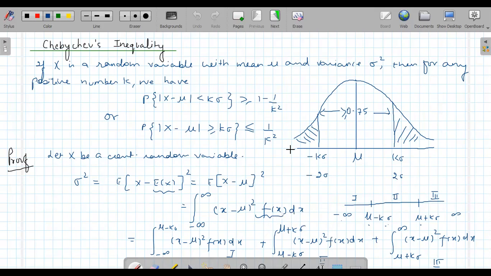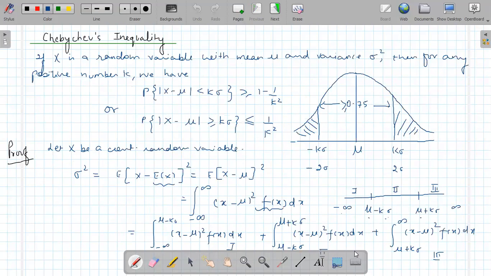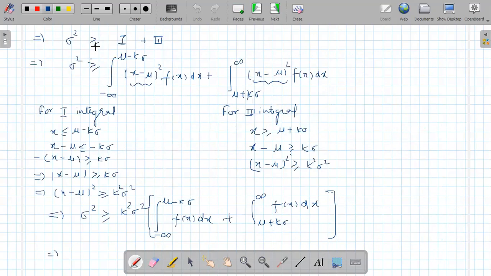Now we can write that sigma square will be greater than or equal to sum of first and third. Why? We have omitted this integral because these integrals are positive numbers. So sum of three positive numbers will be greater than sum of, if we remove any one of them, so sum of those two numbers will be less, obviously. So we have omitted this middle one. So sigma square will be greater than or equal to first integral plus third integral.